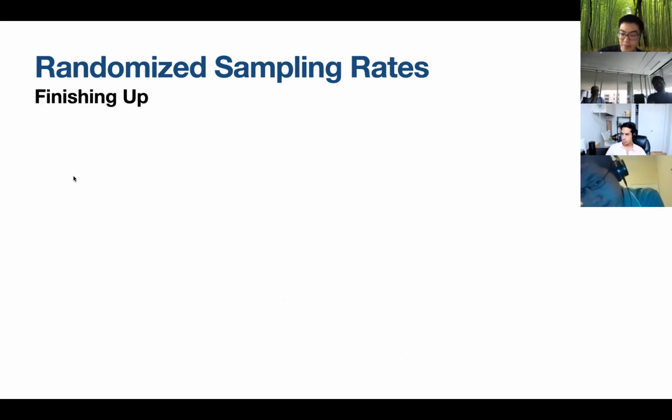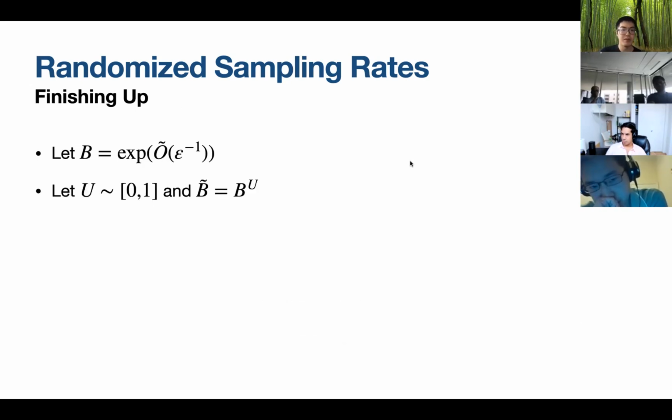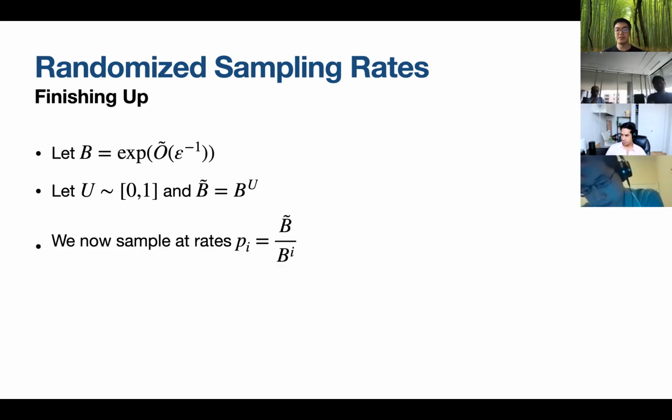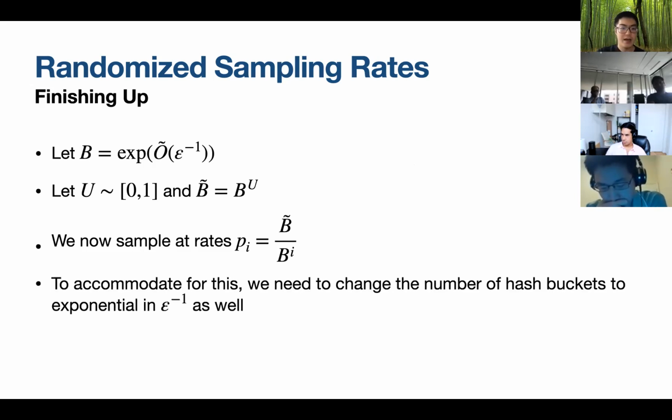Okay, so just to finish up this proof, if I take b to be as mentioned before, then what I want to do is choose a random tilde b, which is going to be my shift, which I set to be b to the power u for some uniformly random u between 0 and 1. And this just corresponds to what I said earlier about randomly shifting the picture. And then we want to sample at rates Pi, which is tilde b over b to the i. This change in sampling rate is going to change a number of the other parameters in this construction. But one can show that if you do the calculations out and choose the appropriate parameters, this works.